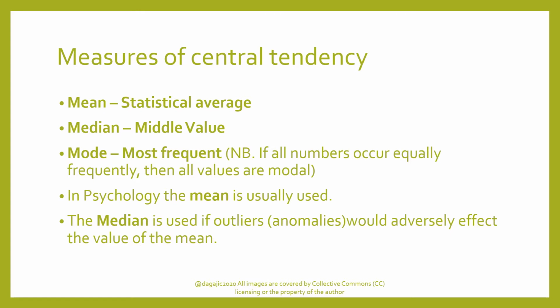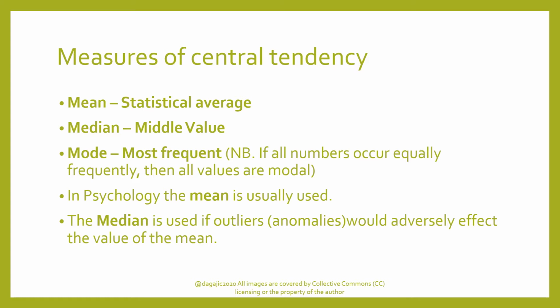So let's look now at measures of central tendency. I'm sure you all remember how to calculate these. So the mean is the statistical average. All you have to do is add all the scores up and divide it by however many scores you had. The median is the middle value, so you sort your data into order, and then the middle value is the median. Remember though, if you've got an even number of scores, then the median is calculated by taking the two middle values and dividing them by 2 to find the halfway point.